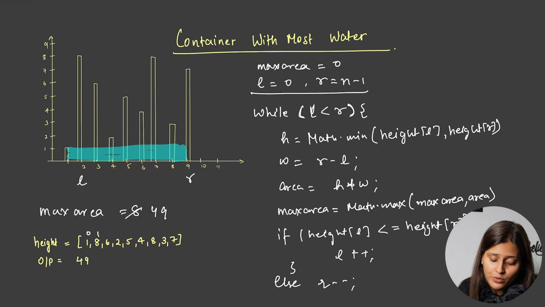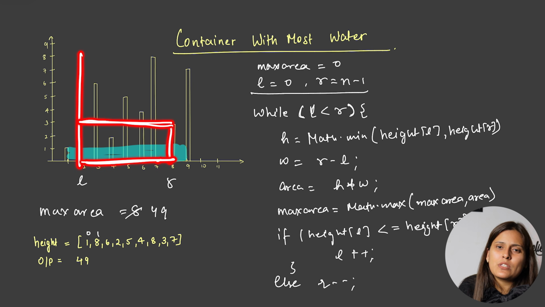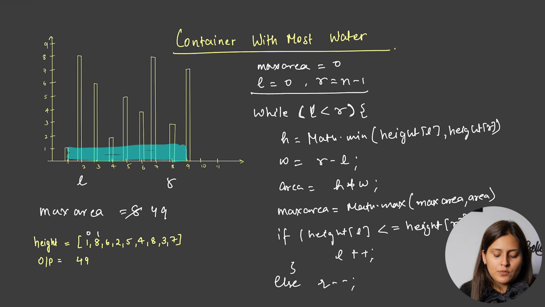Now we would like to move our right pointer behind. Why? Because the right pointer is the smaller one. So we will take the right pointer behind. And now we have to calculate the area for this height and this height. Similarly, we get the minimum height 3 and the distance 6. So 6 into 3, 18. So this 49 will not be overwritten because 18 is the smaller one.